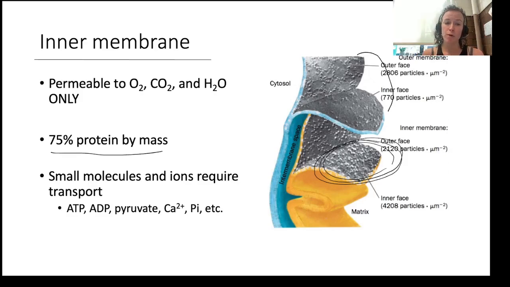Because this membrane is impermeable, small molecules and ions require proteins to transport them. That includes all of the small molecules we will talk about today. Before we get there, I'm going to make a quick aside to talk about NADH from glycolysis, because as it turns out, that is not transported into mitochondria.